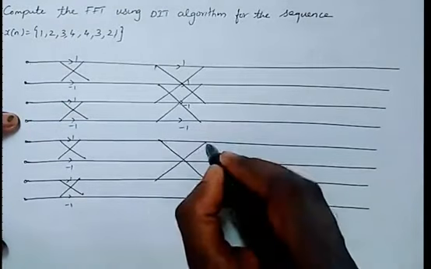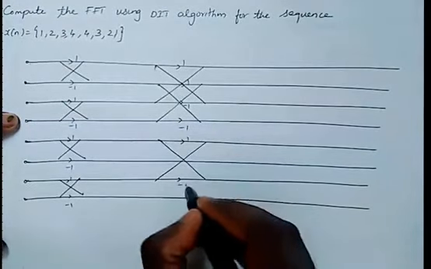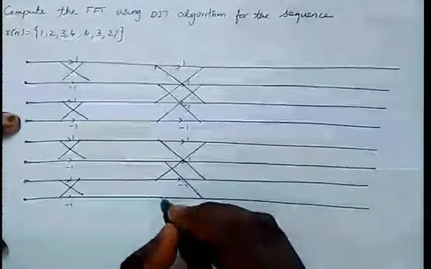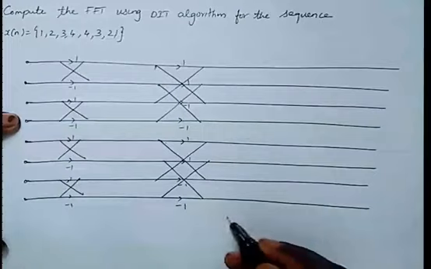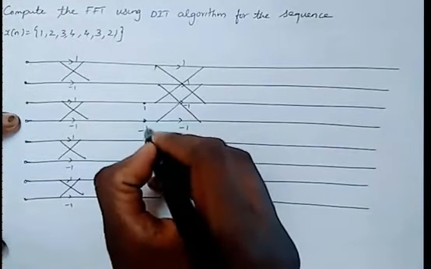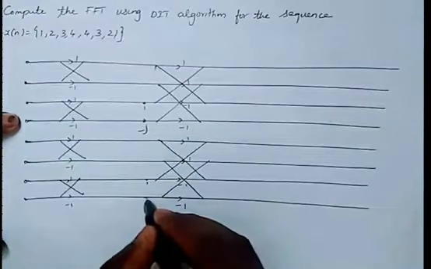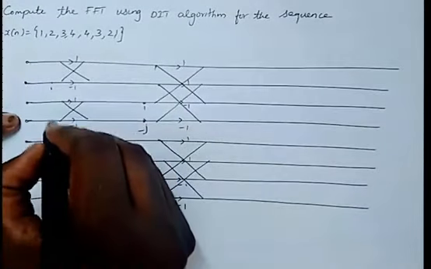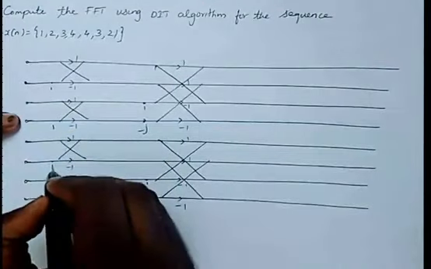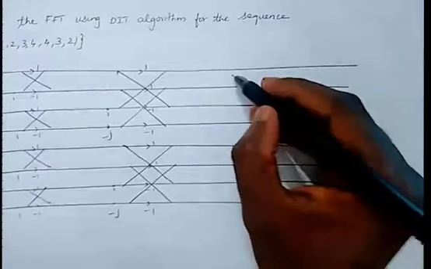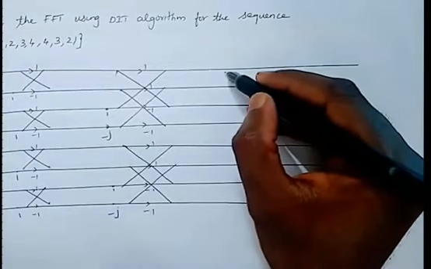Line 5 and 7: 1, minus 1, and 6 and 8, again 1, here it's going to be minus 1. And here the weight is going to be 1, it's going to be minus j, 1 minus j. Here it's all going to be 1, 1, 1, 1. Okay, so in stage 3, line 1 and 5 are going to form a pair.